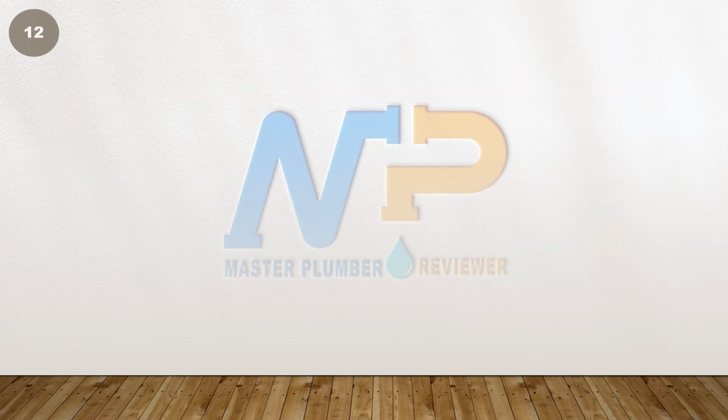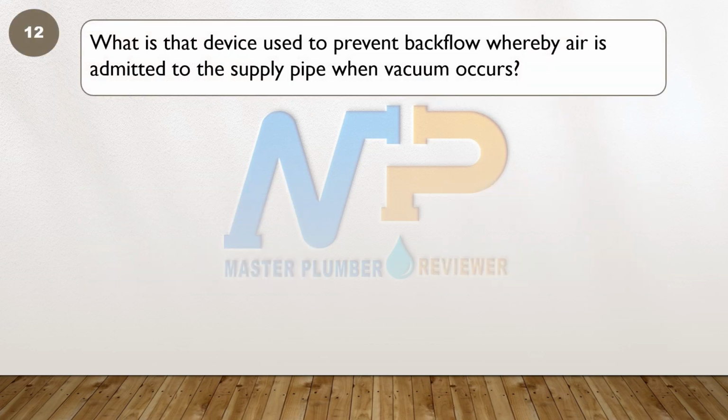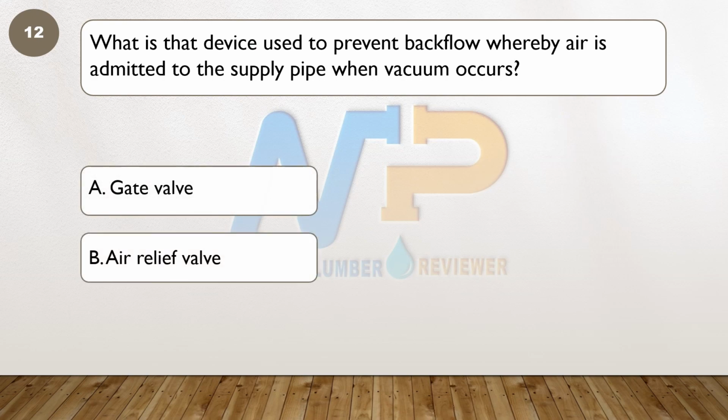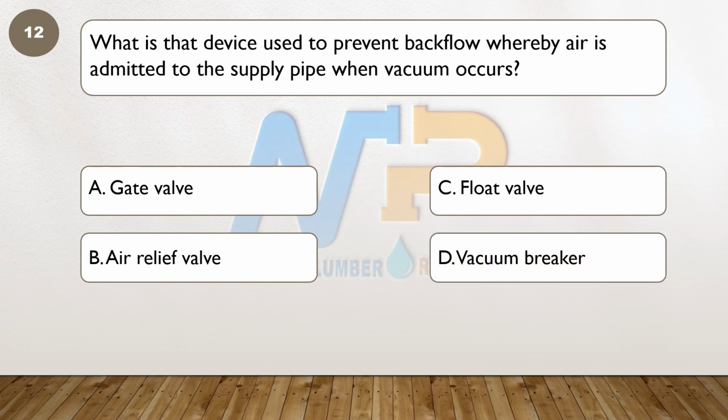Number 12. What is that device used to prevent backflow whereby air is admitted to the supply pipe when vacuum occurs? A. Gate valve. B. Air relief valve. C. Float valve. D. Vacuum breaker. The answer. It's D. Vacuum breaker.